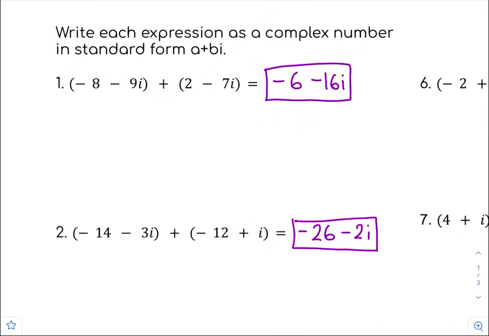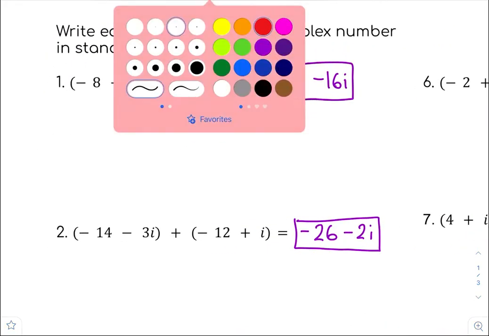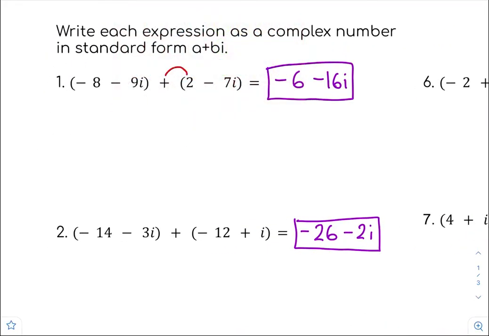So here's number 1. Now, what you guys are going to do is distribute this plus sign to both, but when you distribute a plus, it does not affect any of the signs. So we're just going to drop everything down. Negative 8 minus 9i plus 2 minus 7i. And then from here, you just combine like terms, so combine the real numbers together and the two imaginary.